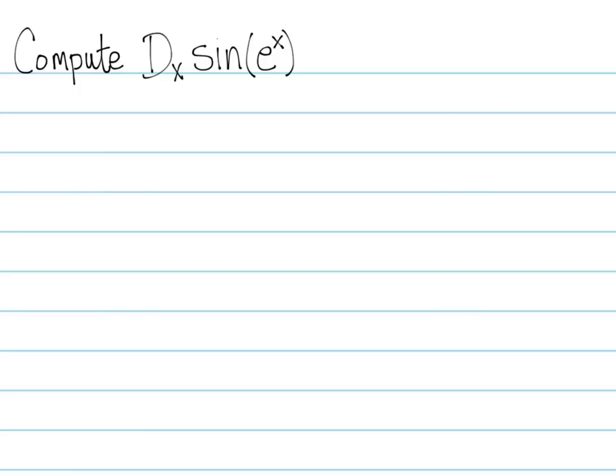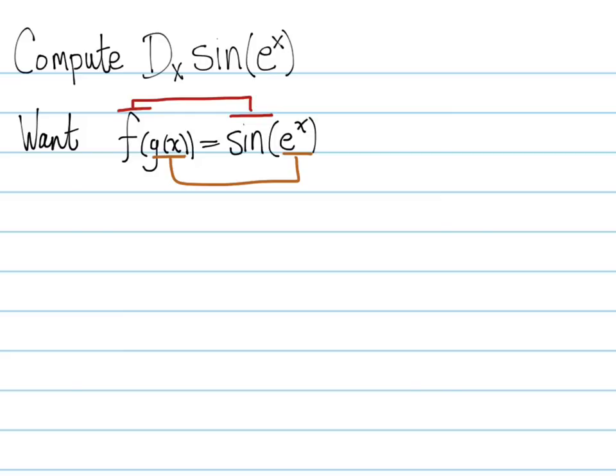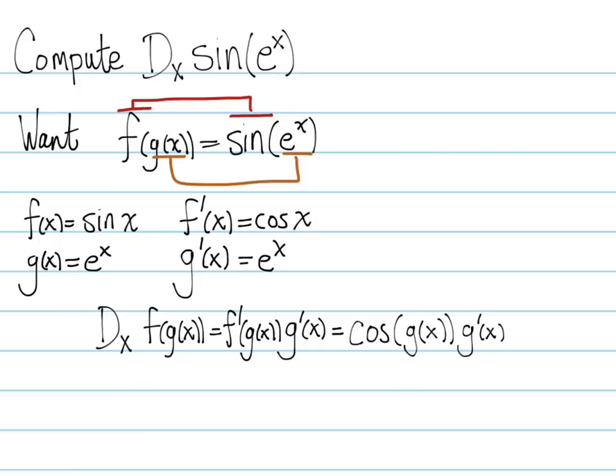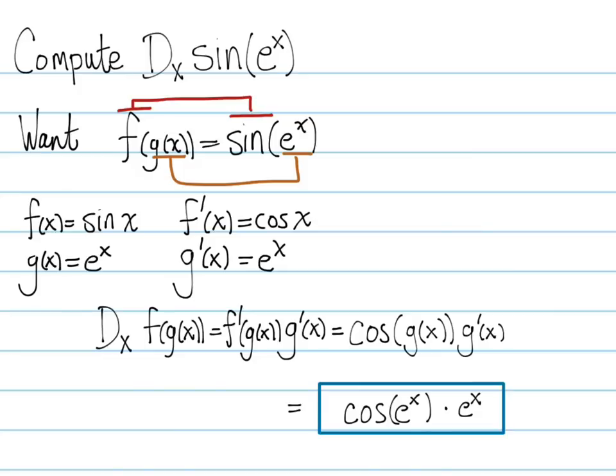How about the derivative of sine of e to the x? Again, we have to identify f and g. G is the first thing that happens to x, which is x being put into the exponential e to the x, and f is the last thing, which is sine of. So f is sine of x, and g is e to the x. Let's write the derivatives, that way we can plug them into this formula, and we get cosine of g of x times g prime of x, which is cosine of e to the x, times e to the x.